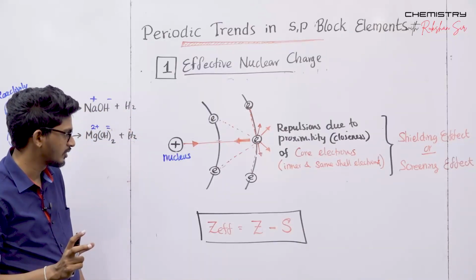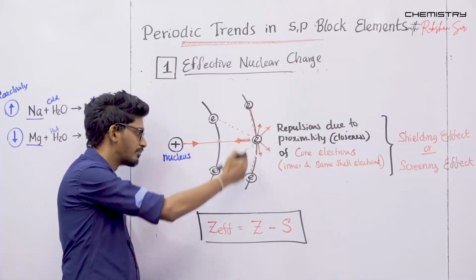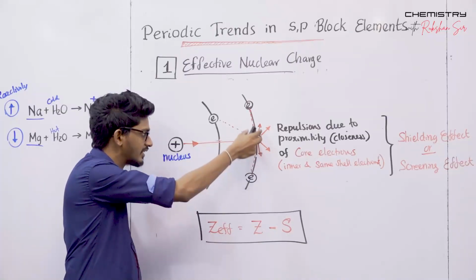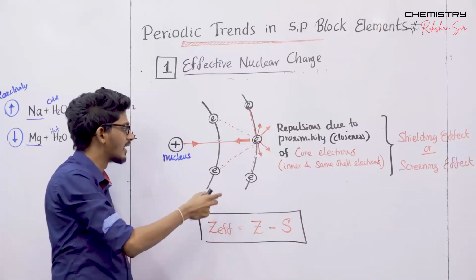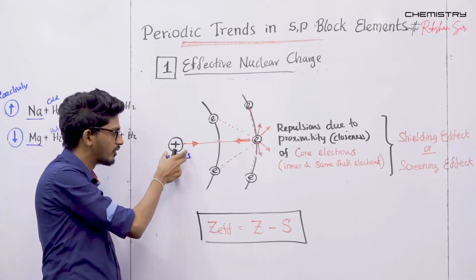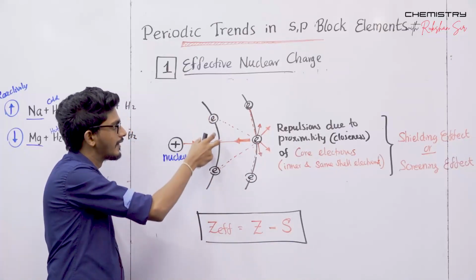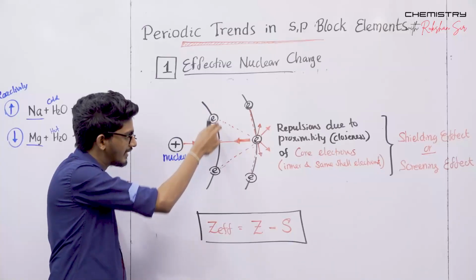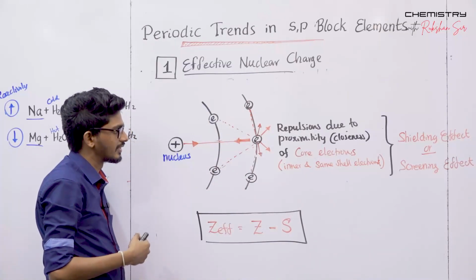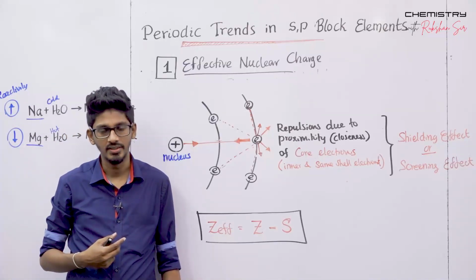So again I am telling you, the concept of effective charge is this. The charge felt by a valence electron is actually lesser than the charge in your nucleus. Why is that? Because some shielding effect is occurring due to the proximity of the inner shell and the same shell electrons, which is known as the shielding effect. So that is the final idea here with the effective charge.